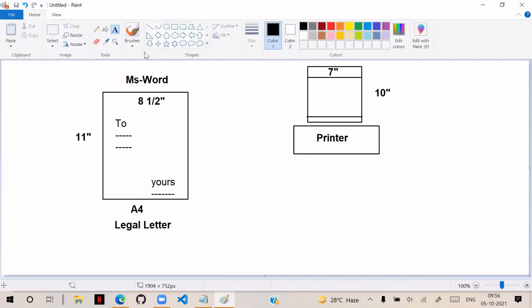Now when I print that letter on that paper, what do you say? Will it print correctly? It cannot print correctly. It may miss the margins. Why? Because the paper you have designed in MS Word and the paper where you are printing are not the same.